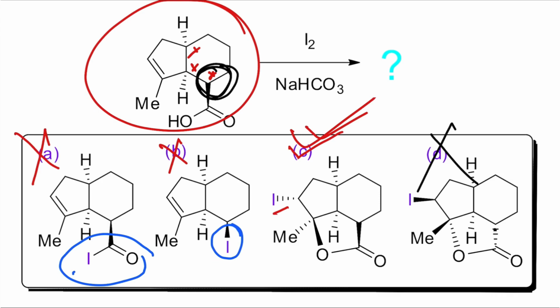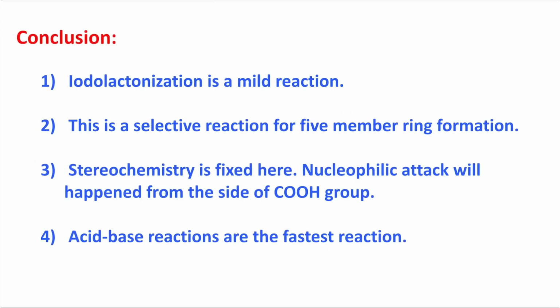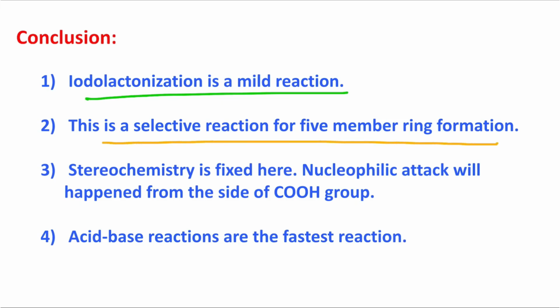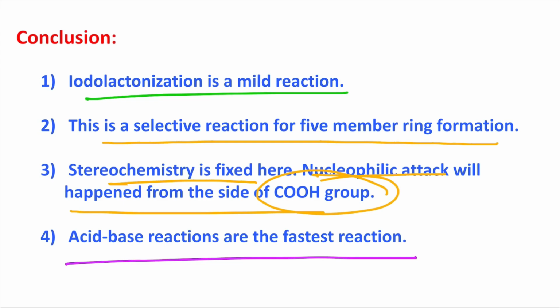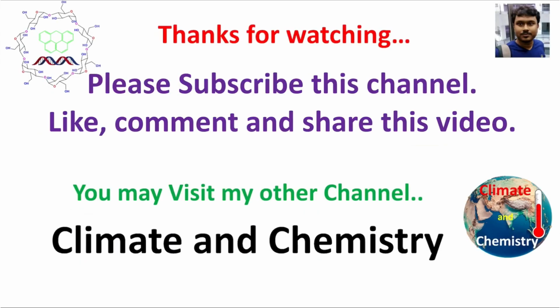So this is from my side. In conclusion, what you have learned: iodolactonization is a mild reaction, and the selectivity of the reaction is for 5-member ring formation, meaning this reaction results in a 5-member ring because of Baldwin's rule, and the stereochemistry is fixed here. Nucleophilic attack will happen from the side of the carboxylic group. This is the important statement. And please remember, acid-base reactions are the fastest reactions compared to other reactions, like electron transfer such as redox, or nucleophilic attack. So this is the overall discussion. This is the end of this discussion.